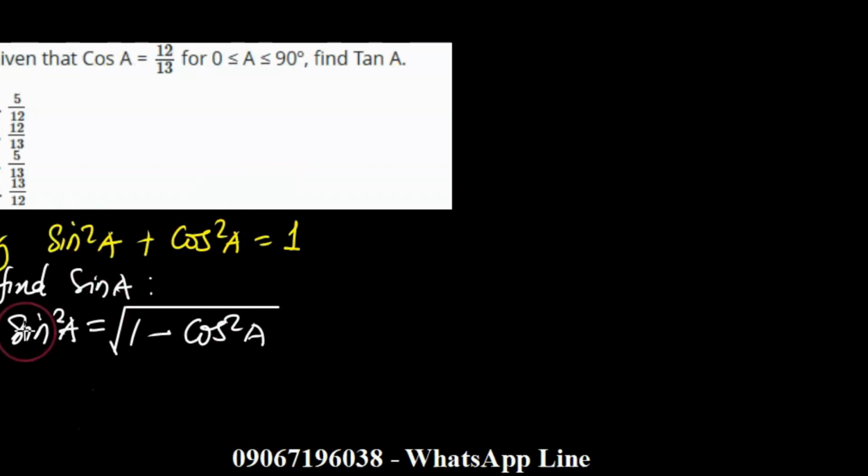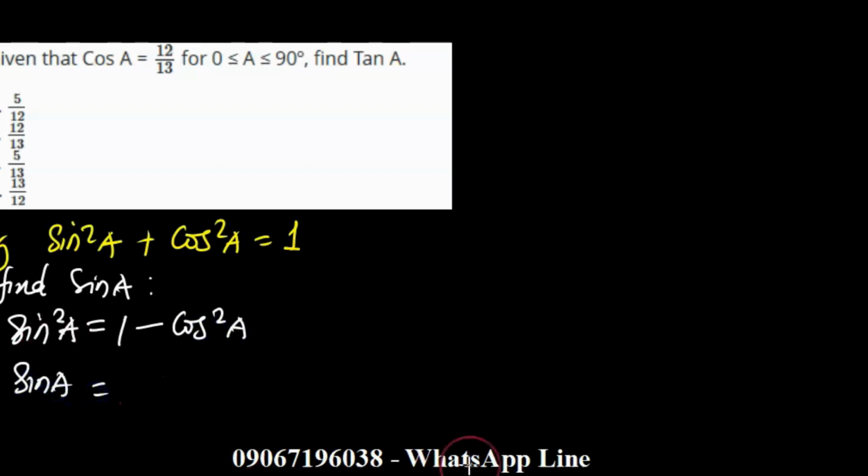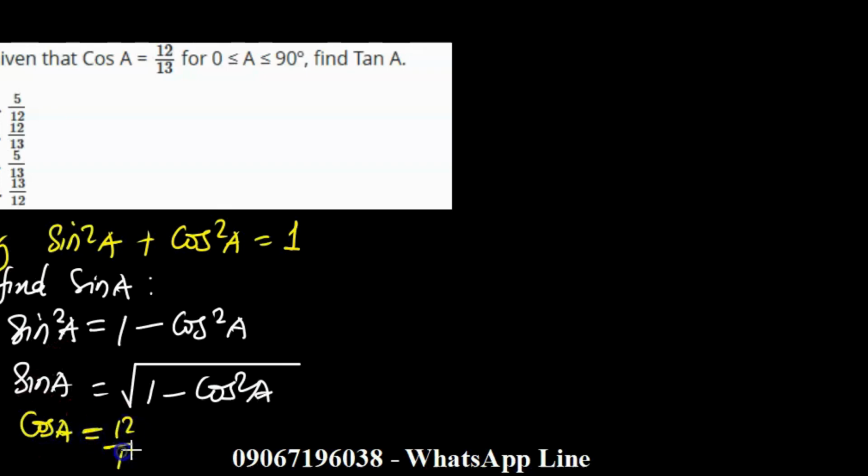Take note, please. So sine square A is going to give us 1 minus cos square A. Let me not run so that you can follow step by step. Now sine A is going to give us the square root of 1 minus cos square A. This is what we need, but remember from the equation that cos A is given as 12 over 13.